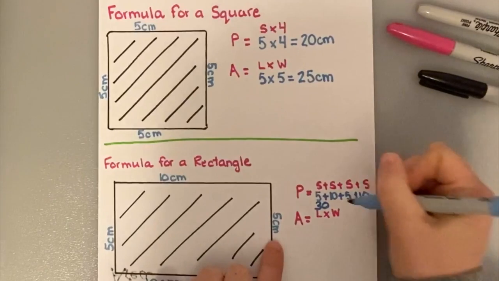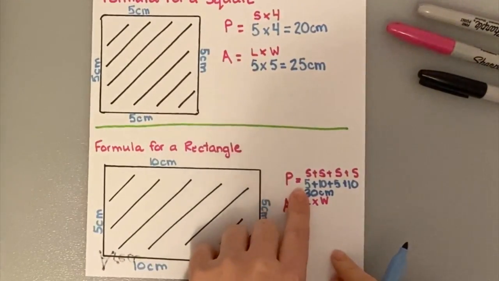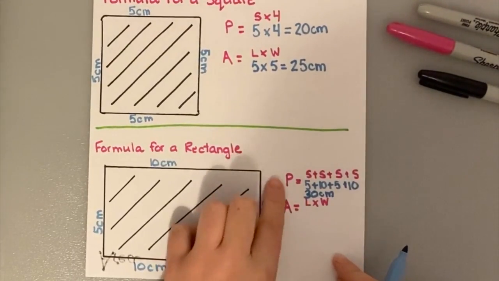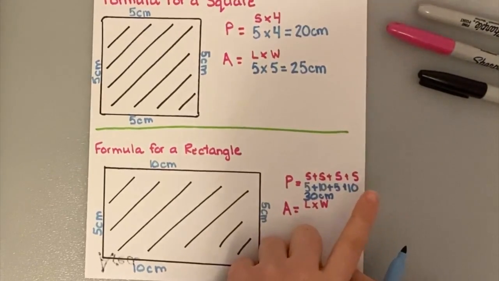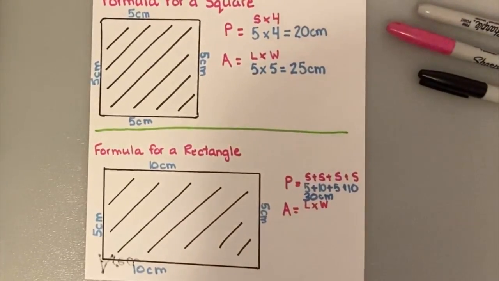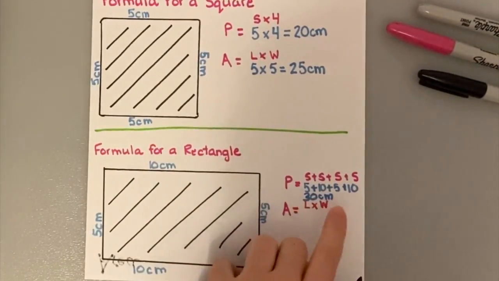And I need to make sure I do my unit of measurement. So P equals side plus side plus side plus side. P equals 5 plus 10 plus 5 plus 10. P equals 30 centimeters. So my perimeter for this rectangle is 30 centimeters.